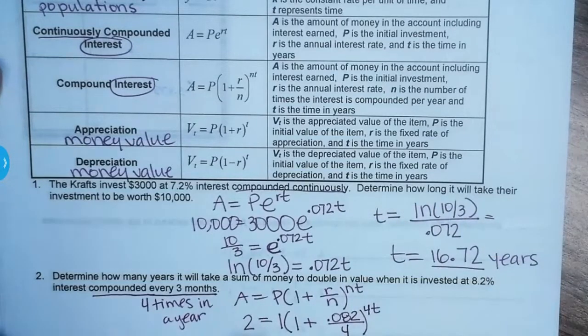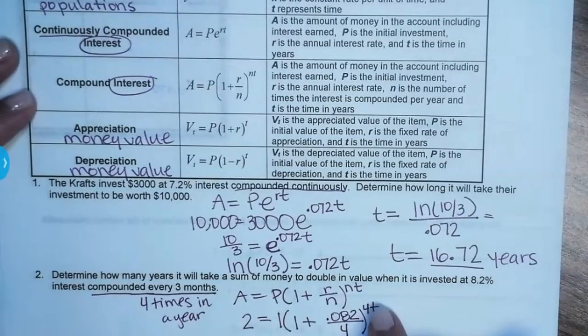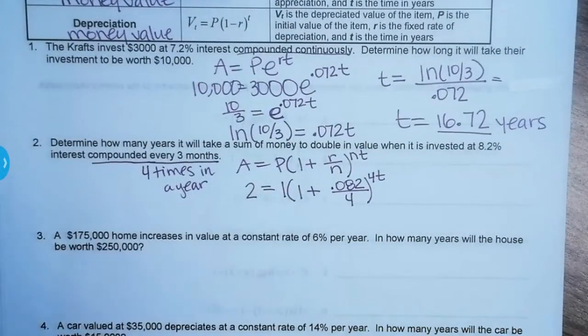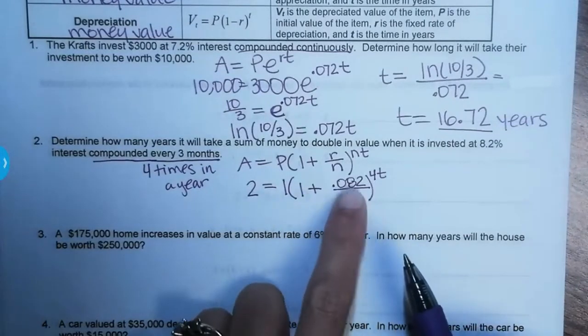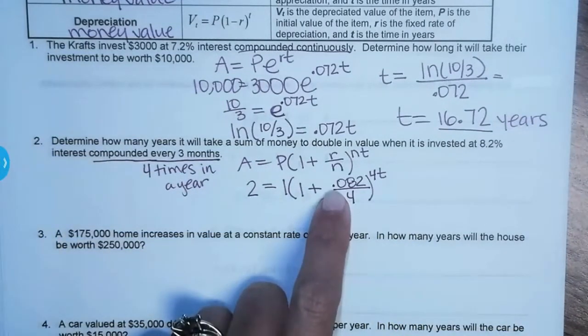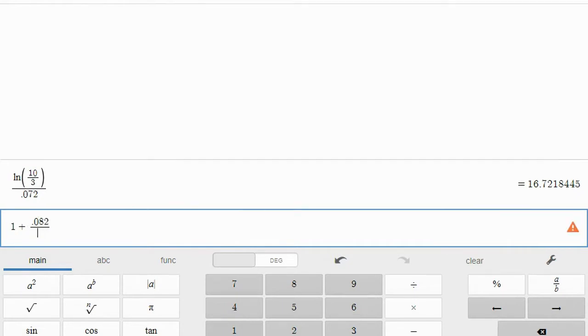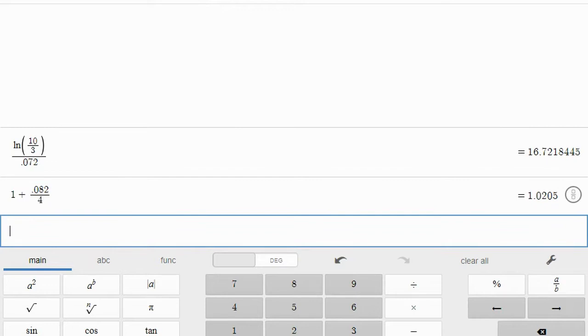I need to simplify this, change it to a log so that I can solve for t. So I'm trying to do this very quickly. I need to know what is 1 plus this mess. So, calculator. 1 plus 2 divided by 4. That's 1.0205 raised to the 4t.